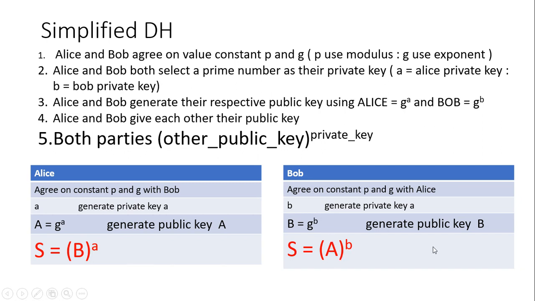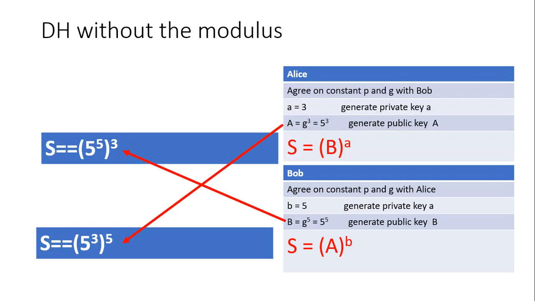Okay, so you have the same key. It looks different, but let's look at the mathematics behind it. Let's put some numbers behind it. In my example, let's say the g we agree on is 5. So let's begin. We agreed that g equals 5 on both sides.